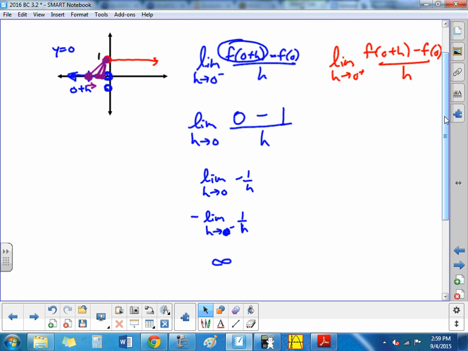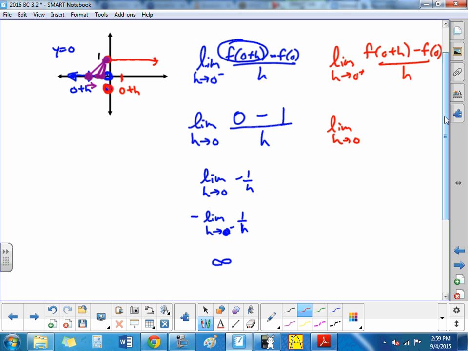Go and look at the red part. The red part's pretty obvious. You're using the limit, and we're going f of 0 plus h. Now h is like 0.001, so it's a positive number. So 0 is here, 0 plus h is to the right of that.